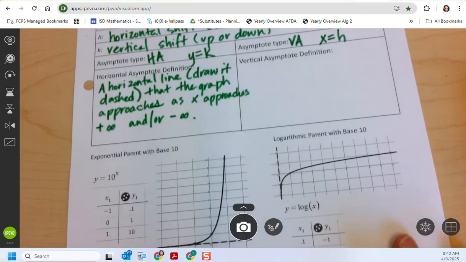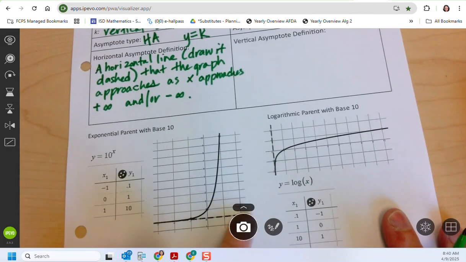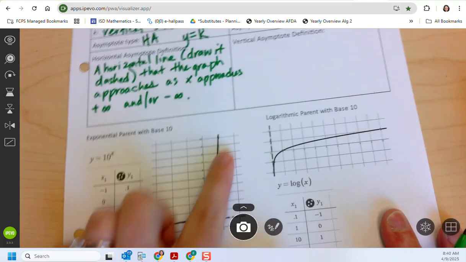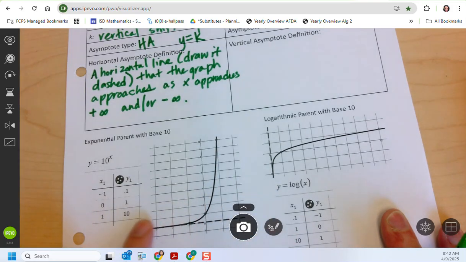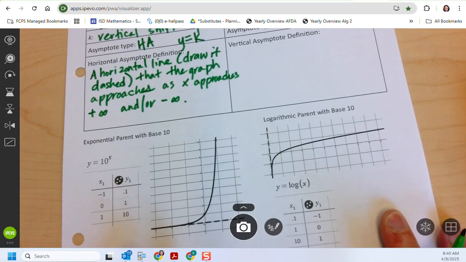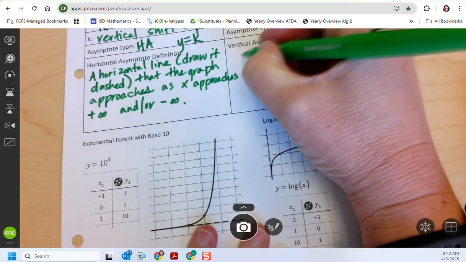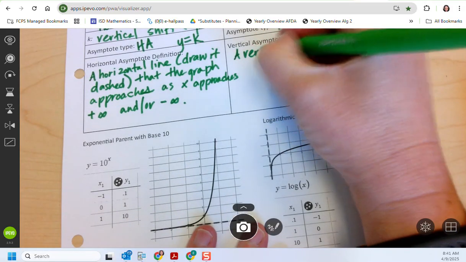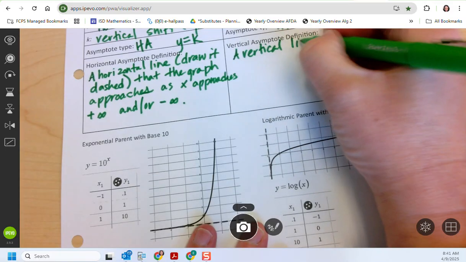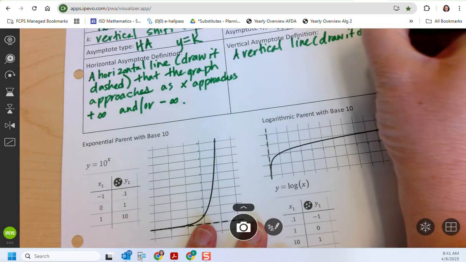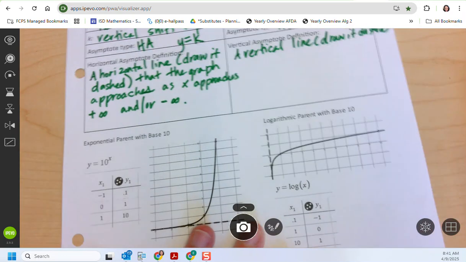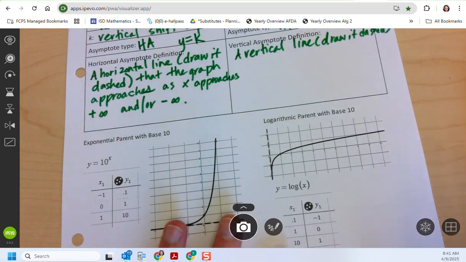So I'm going to just lift this so we can see the definition and the asymptote at the same time. So this is the horizontal line that the graph is approaching. It's getting very close to it. It never actually touches it though. So it's approaching this line as x approaches positive infinity or negative infinity. So in this case, as x is going to negative infinity, we're approaching the asymptote. The vertical asymptote is a vertical line, also drawn dashed, that the graph approaches but never crosses.